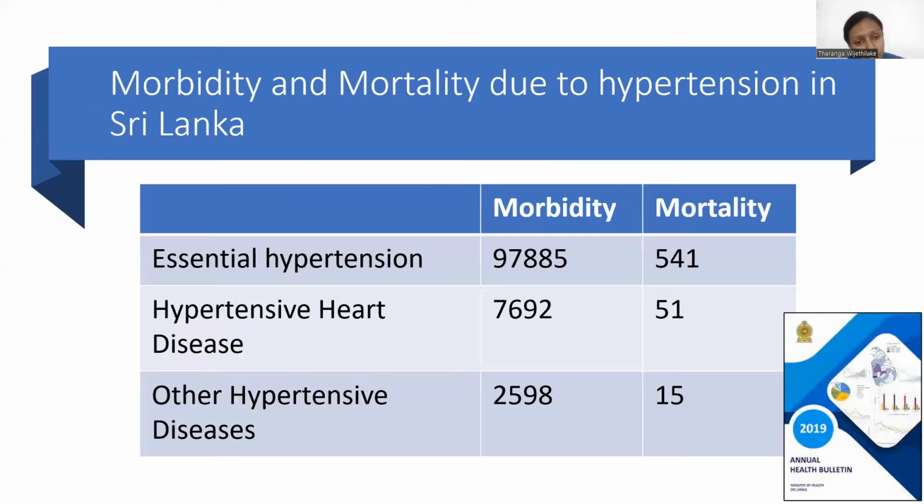Hypertension is a major cause of premature death worldwide. If we move on to the Sri Lankan statistics, our annual morbidity due to essential hypertension alone stands at 97,885. Hypertensive heart diseases contribute to 7,000 plus deaths. There are some other hypertension-related diseases contributing to a further 2,500 deaths per year.